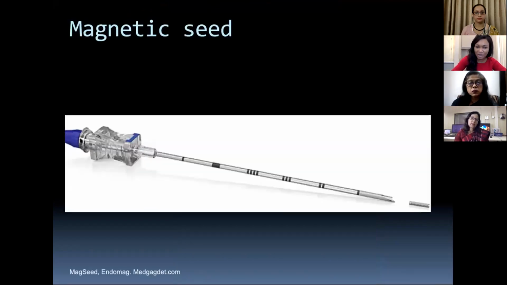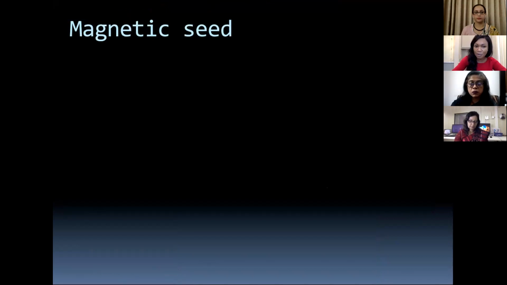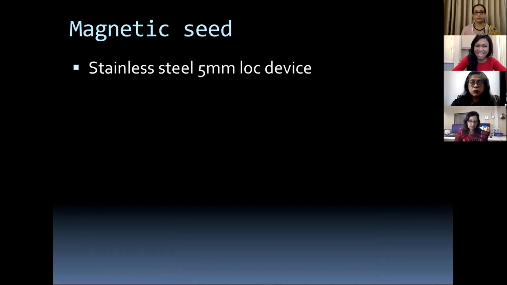Magnetic seed, again, is very similar. So here's a single device. This is made by Endomag, with a very tiny seed that lives inside of it that you can deploy into an area of concern. It's made primarily of stainless steel. It is 5 millimeters, so it's very small.